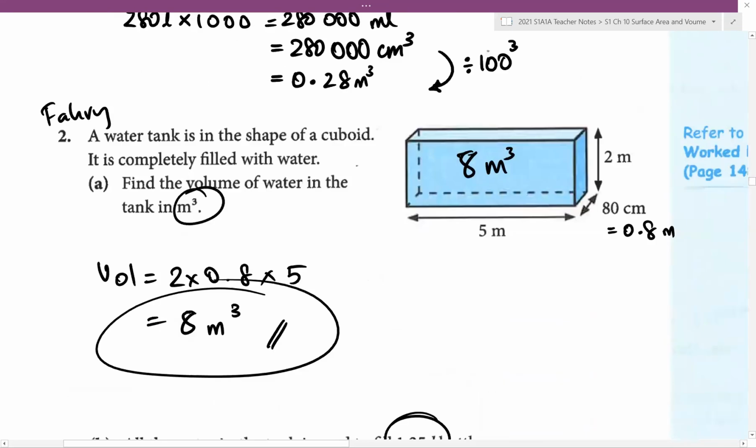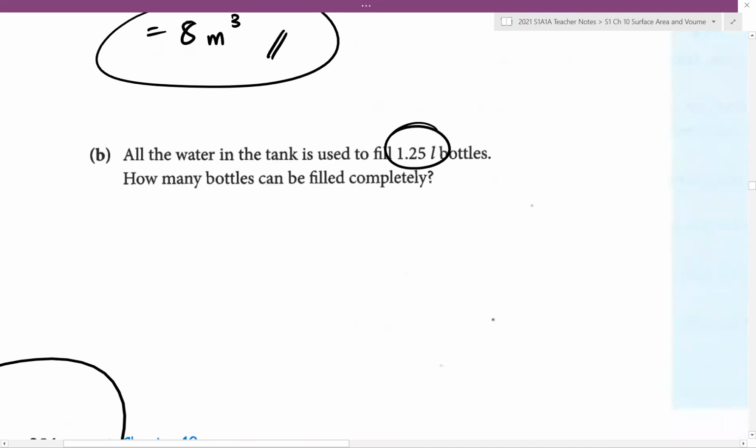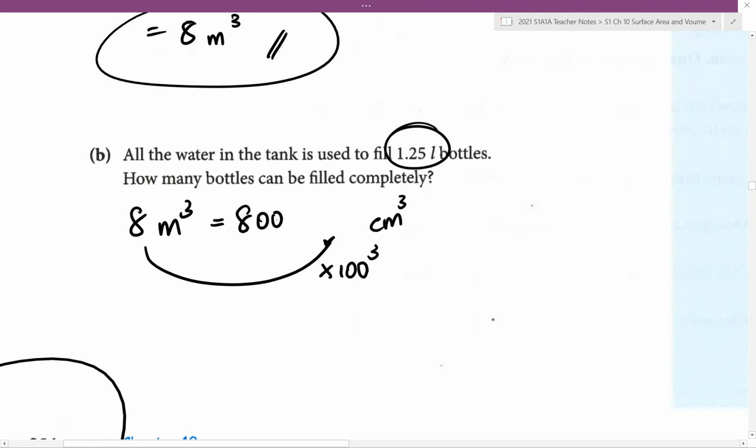Okay. I think I will change my 8 cubic meters. I'll change this into liters. So what is this in cubic centimeters first? What was the conversion? Times or divide? Times what? 100 cube. Okay, times 100 cube. That gives us 8 with 6 zeros. 8 million. This is 8 million cubic centimeters.